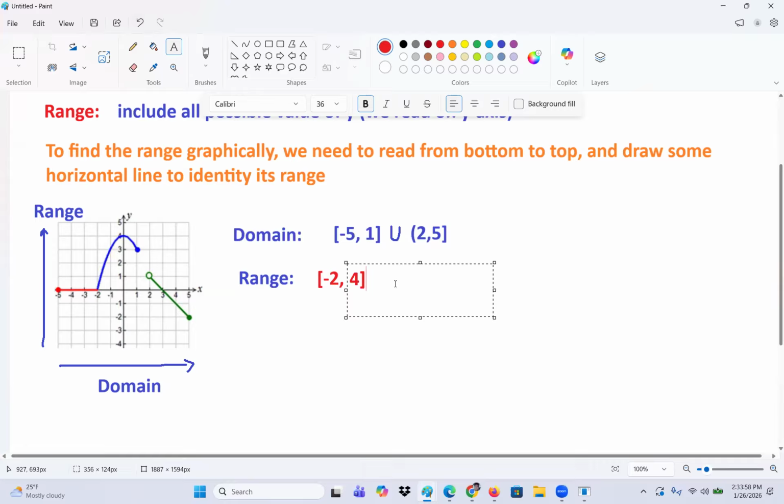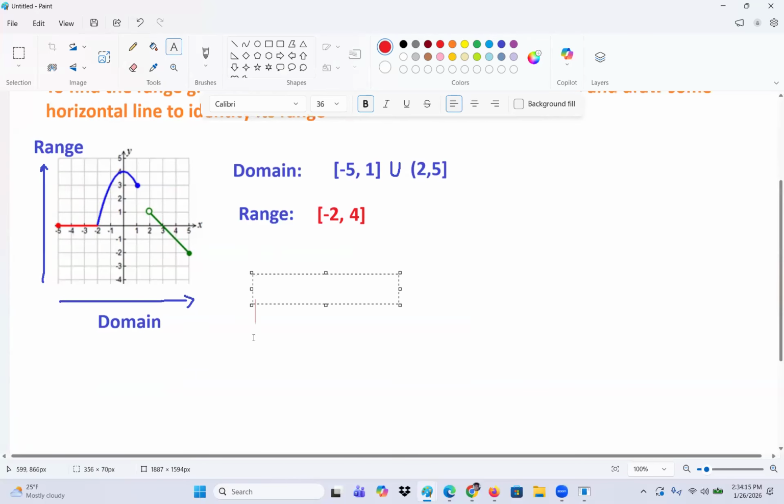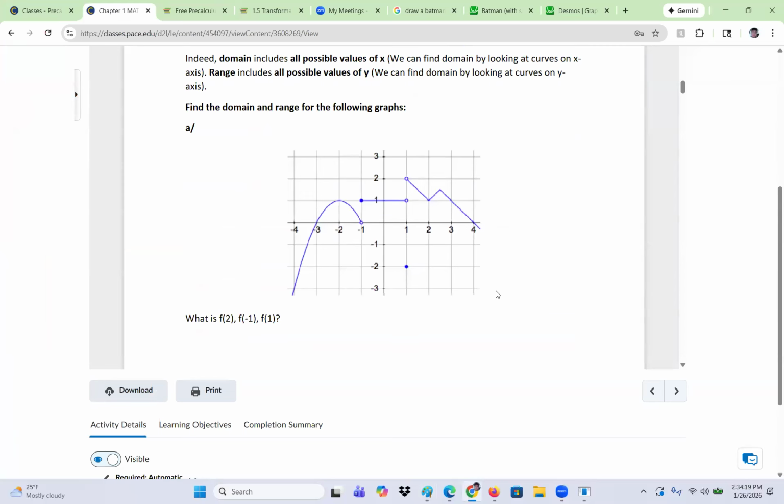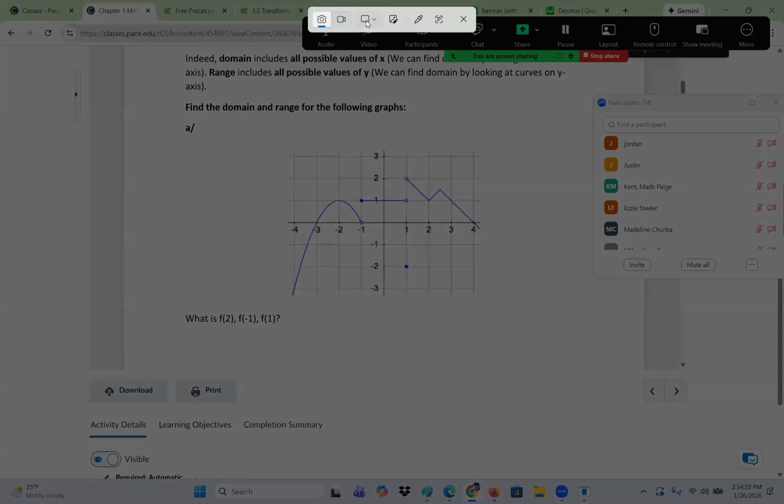Any questions? So the -2 will be a closed circle, so we have to count this endpoint. We have to use a bracket. And 4 is also a solid point, so we have to count 4 as well. So we do the same thing for that question.